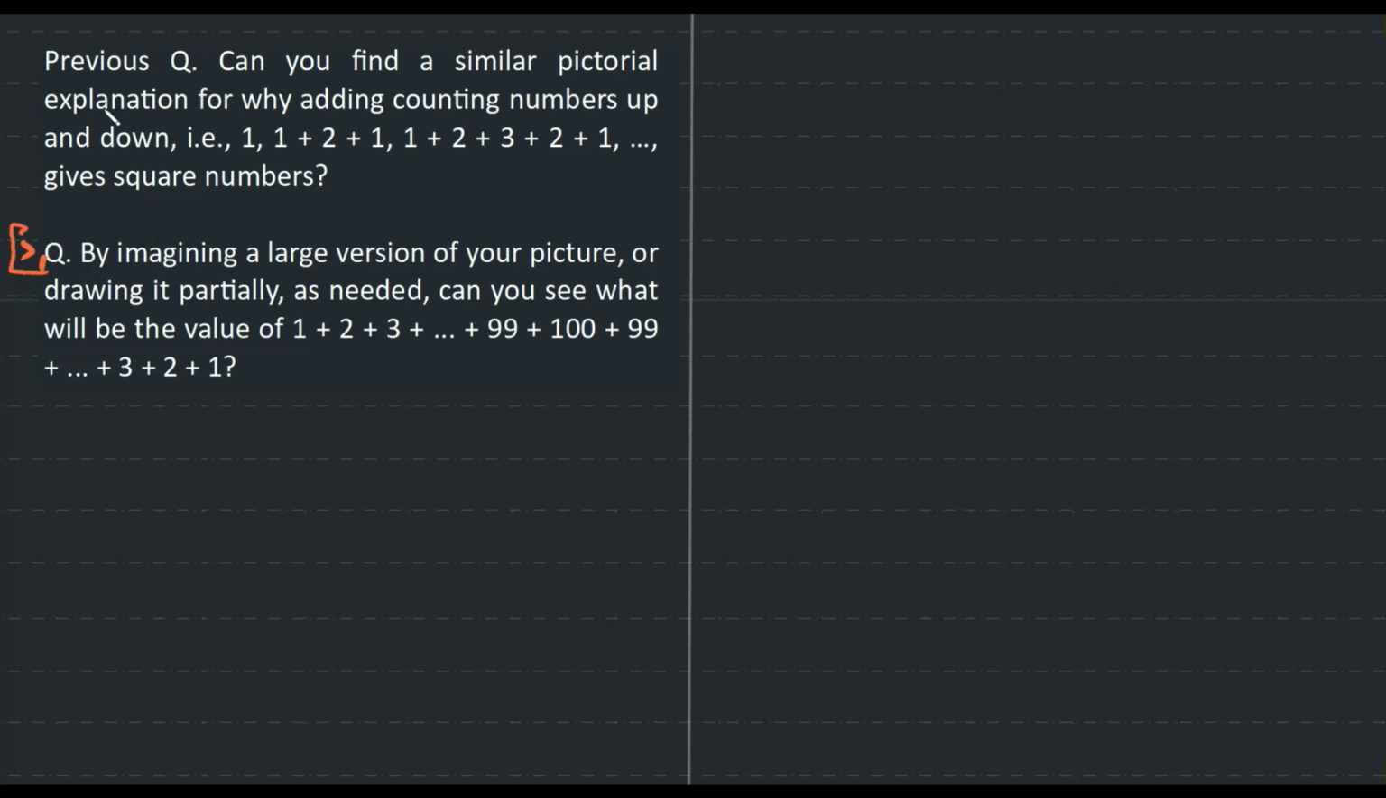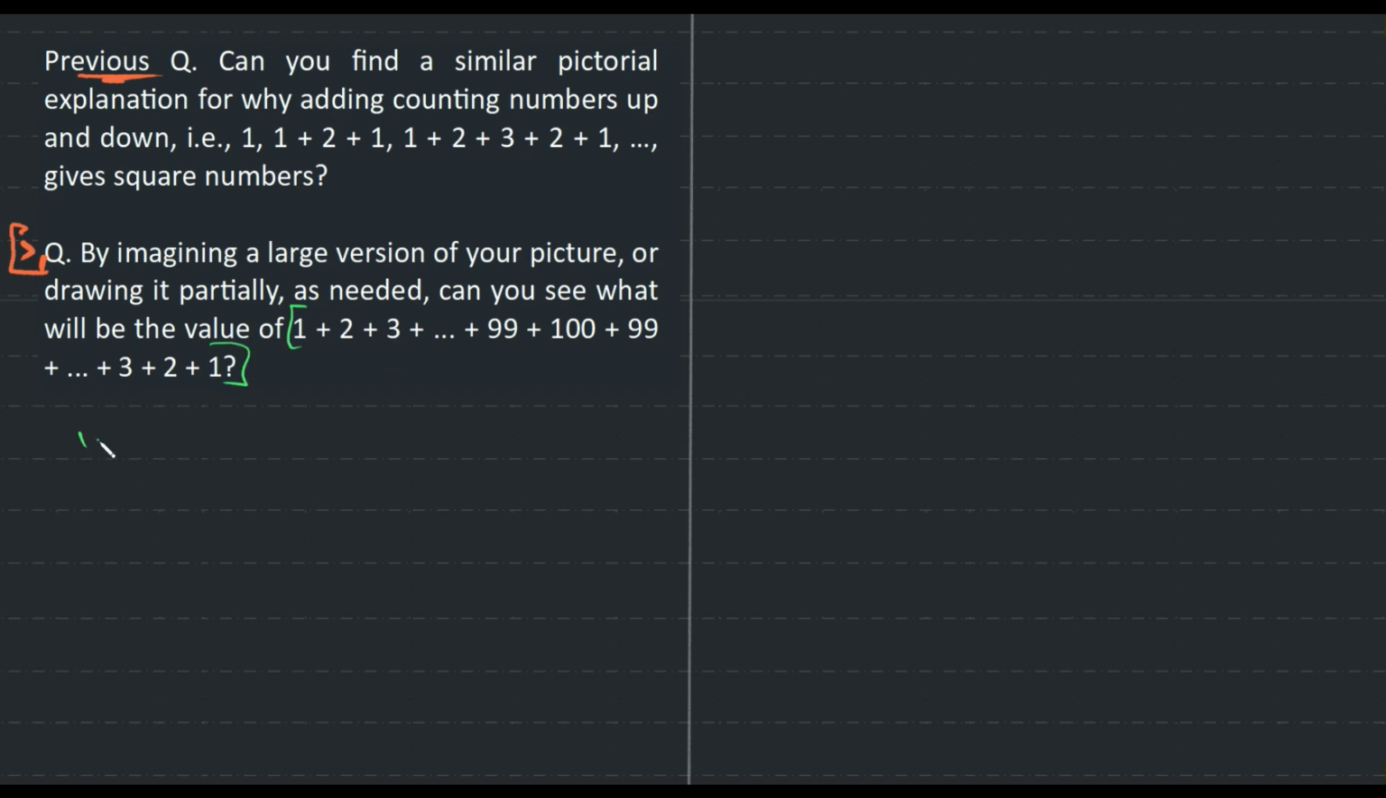The actual question is this, and this is the previous question. So let's look at the question. By imagining a larger version of your picture, the previous question's picture, or drawing it partially as needed, can you see what the value of this to this will be when you add all of this?